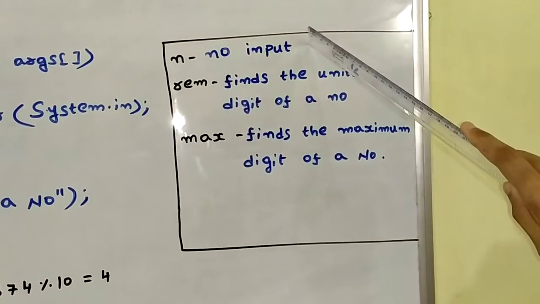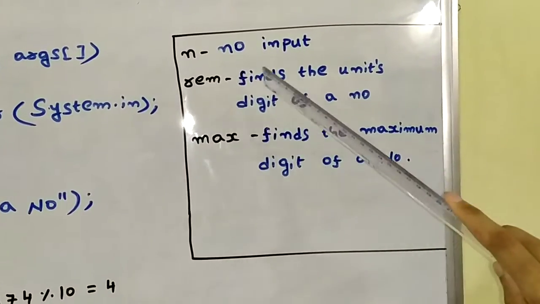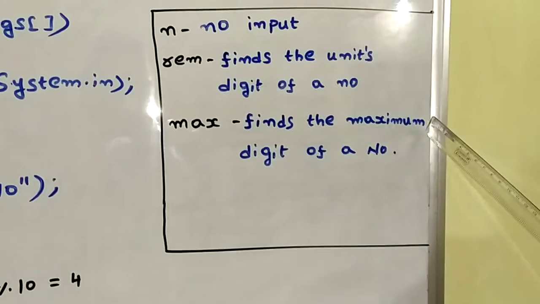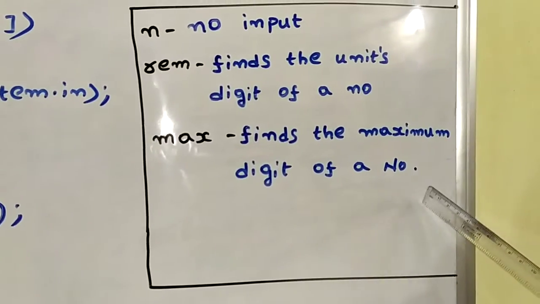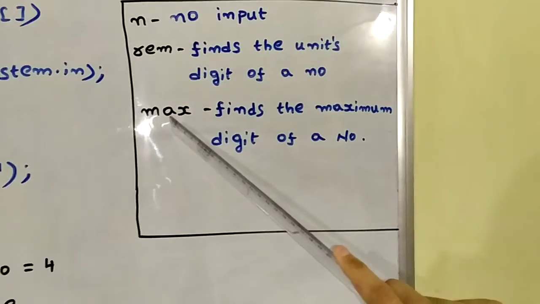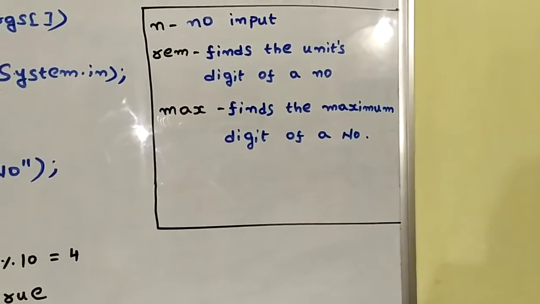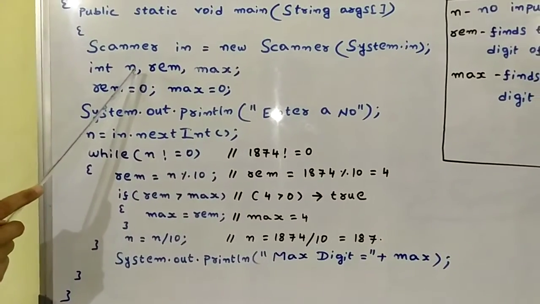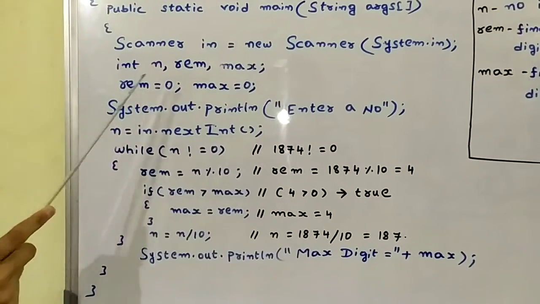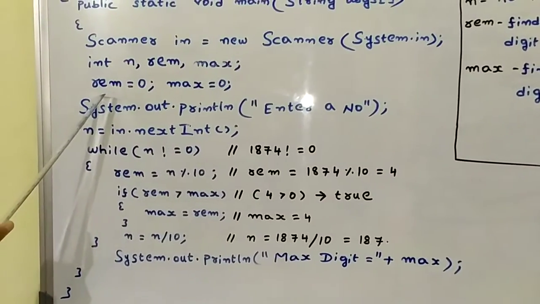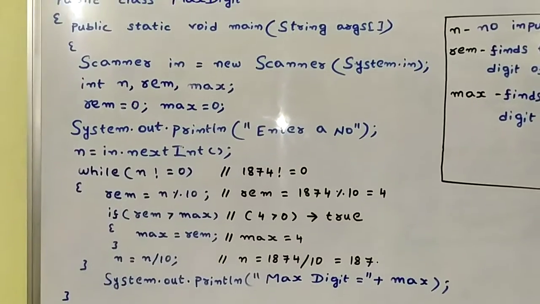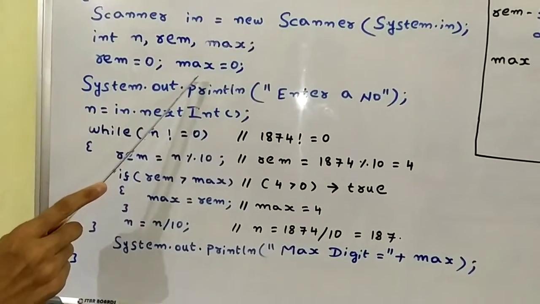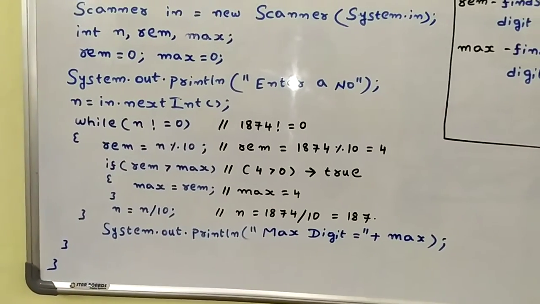n is the number input. rem finds the unit digit of a number. max finds the maximum digit of a number, and finally the maximum digit is going to get stored within the max variable. At present, we don't know what the n value is. Because we don't know the n value, we don't know the units digit of n. Similarly, we don't know the maximum digit of that n. Therefore, rem is initialized to 0 and max is also initialized to 0.